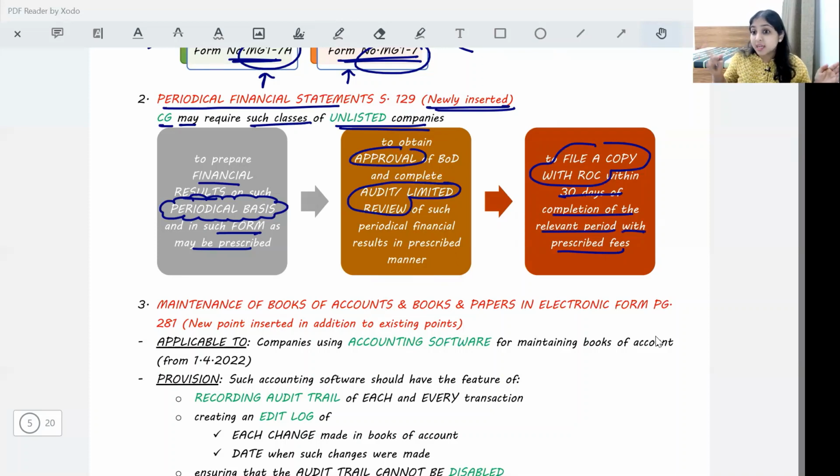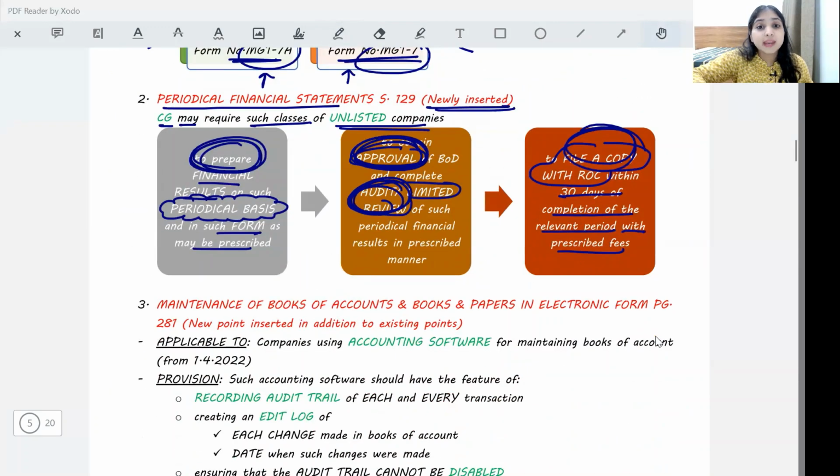Generally, what happens? Listed companies, because of SEBI regulations, have to prepare quarterly financials also. They anyways have to prepare annual financials. In addition to that, even quarterly financials they have to prepare. But now we are telling that the central government can ask even unlisted companies to prepare periodical financials, quarterly or half yearly, depending upon what rule the government makes. But we are giving a power to the government that the government can ask even unlisted companies to prepare financial statements periodically, to get approval of the board, to get them audited and file them with the ROC.